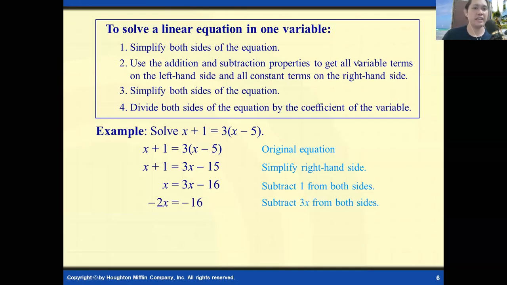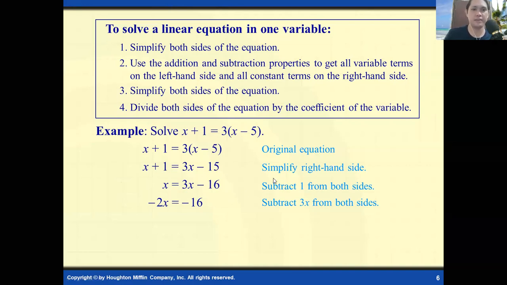Now we have negative 2x is equal to negative 16. So subtract 3x from both sides. So we transpose this one, but you can also apply the subtraction property of equality. That gives you x minus 3x, and that gives us negative 2x. I hope you'll be able to get it. Again, negative 2x is equal to negative 16.